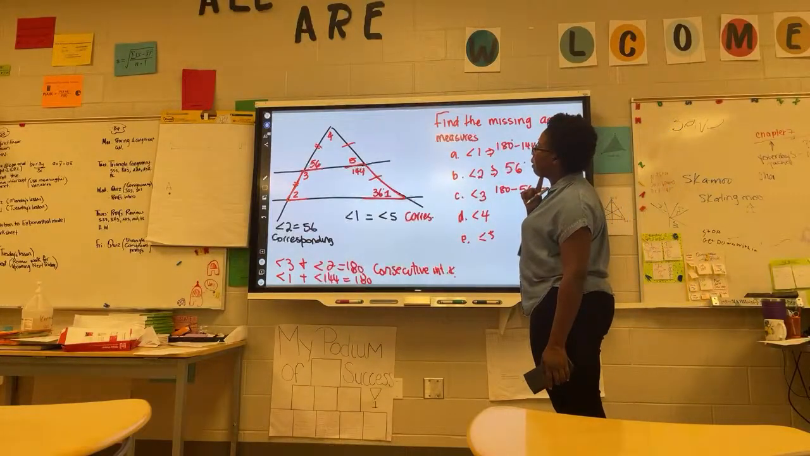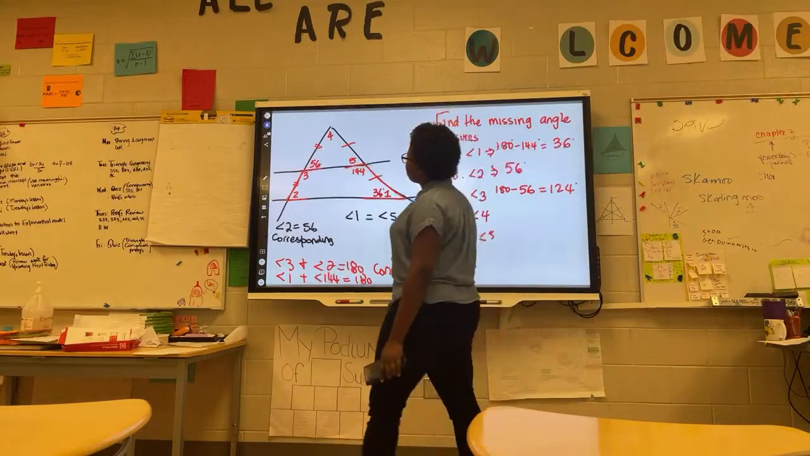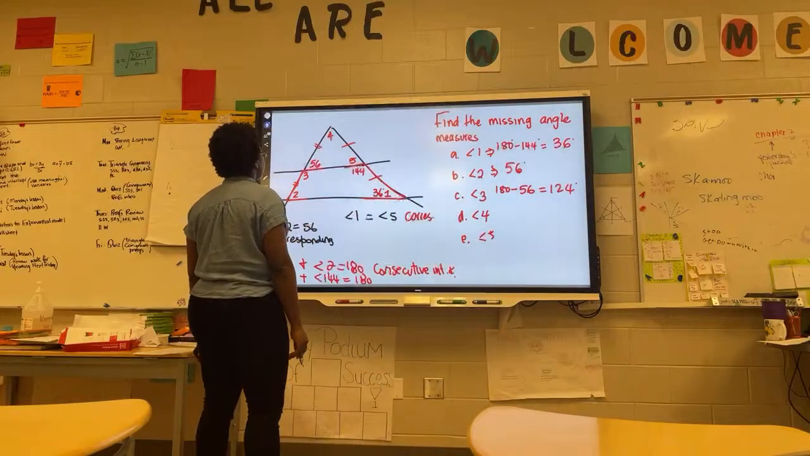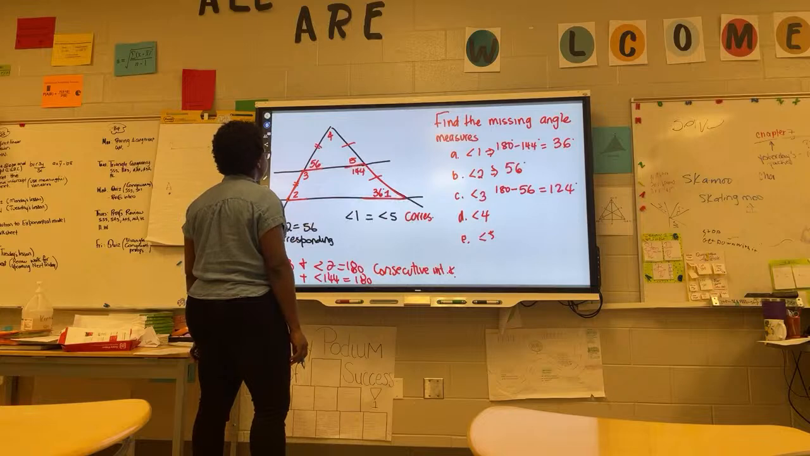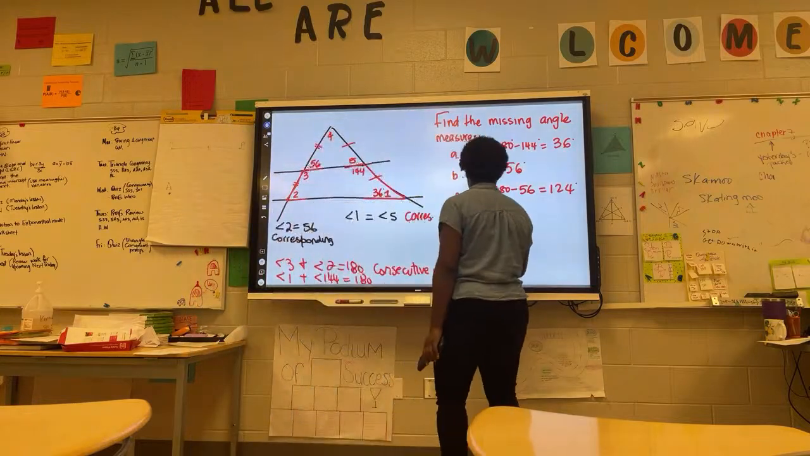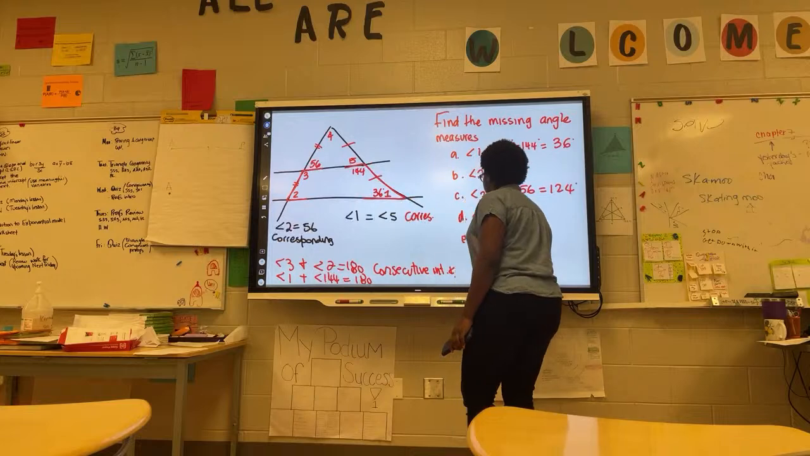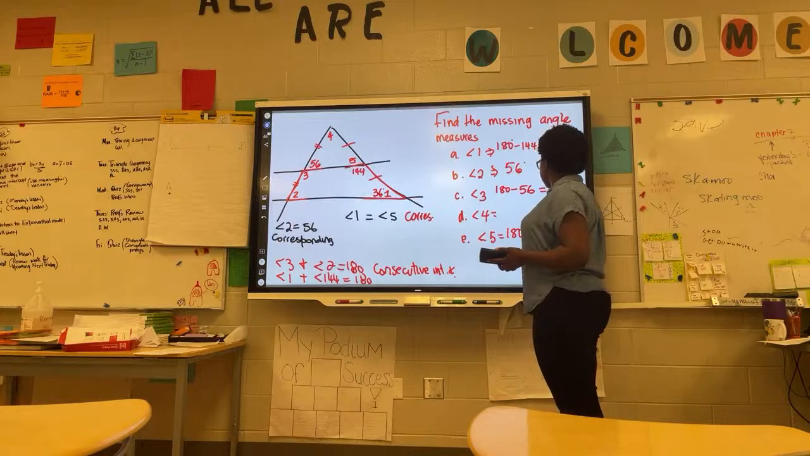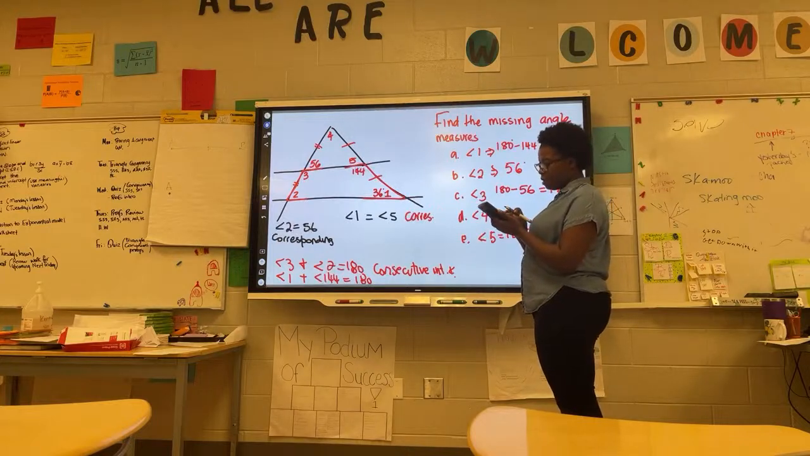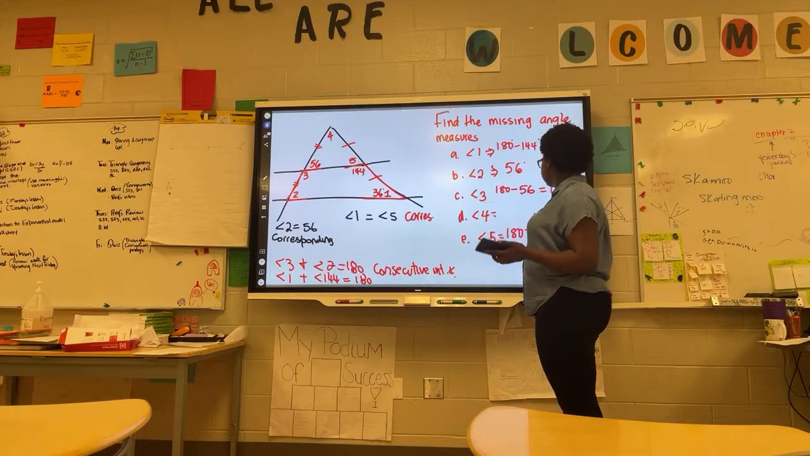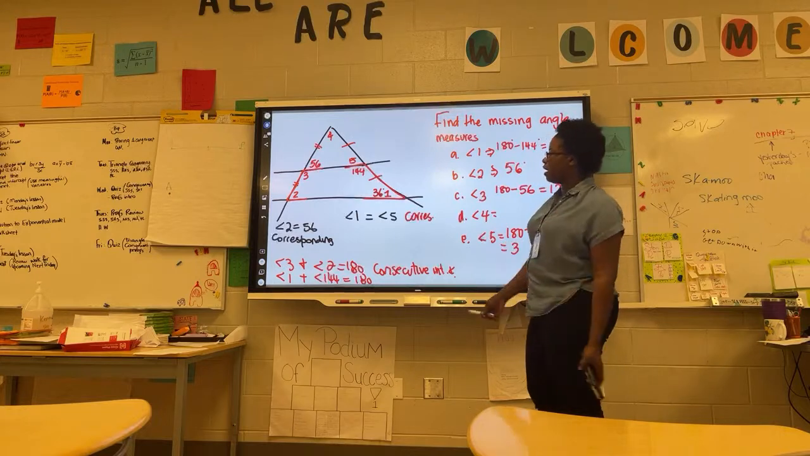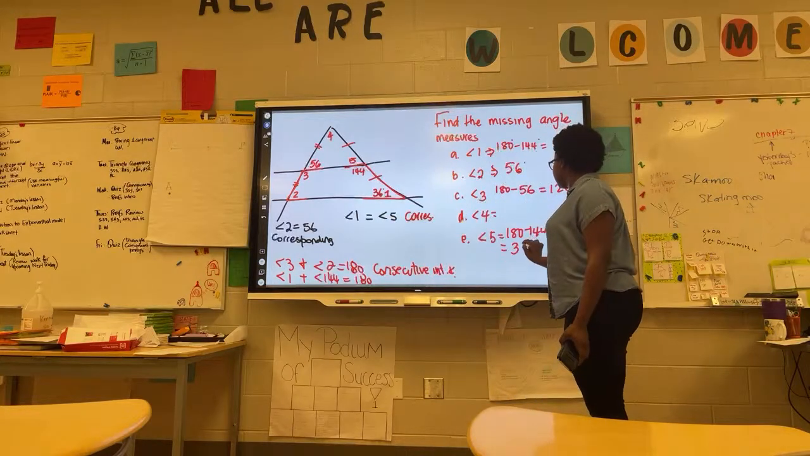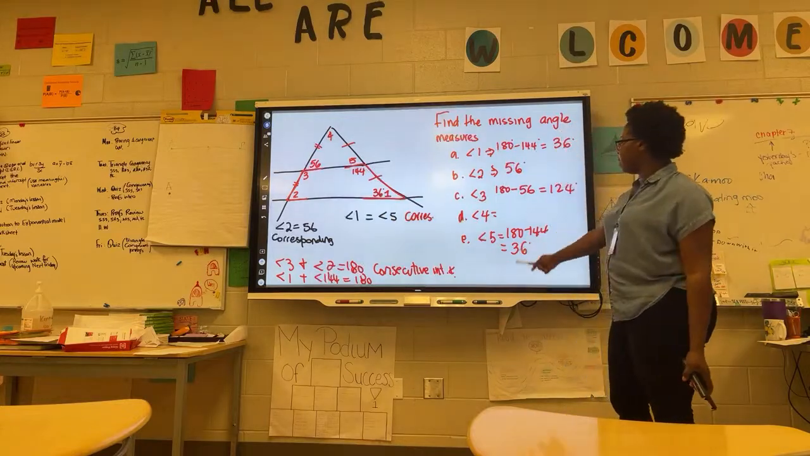Angle 4 is at the top. I'm going to find angle 5 first, before I find angle 4. So for angle 5, I'm going to say 180 minus 144, and that gives us 36. But it's even right here: angle 5 is equal to angle 1. I didn't even see that one. So angle 5 is equal to angle 1, so that's 36.